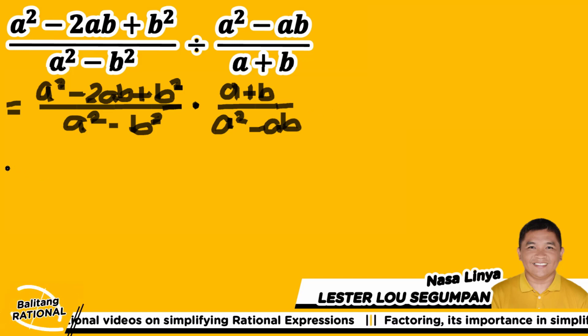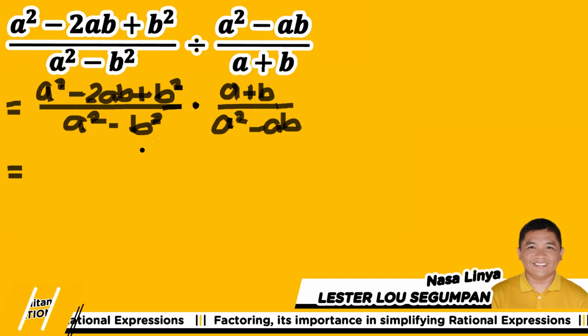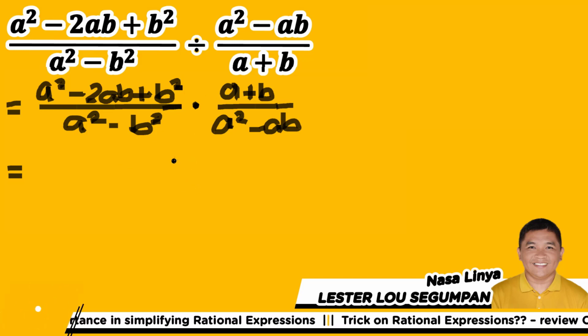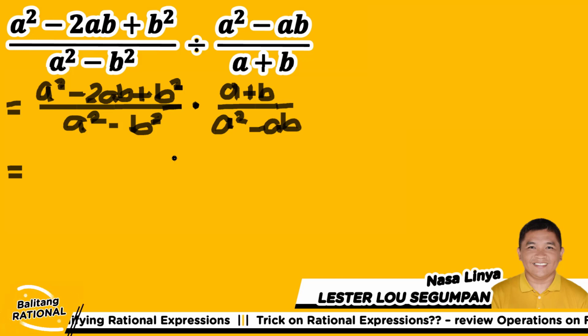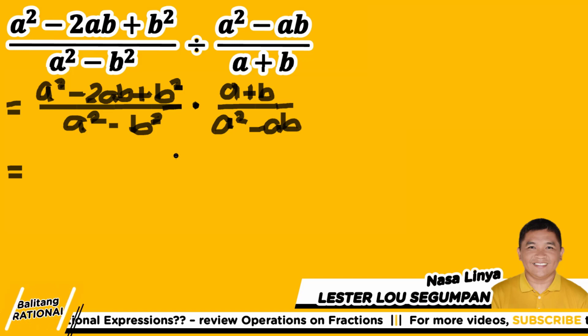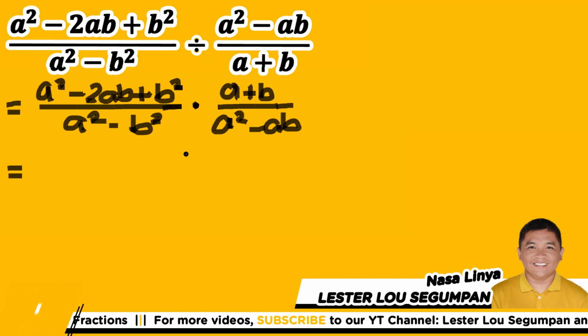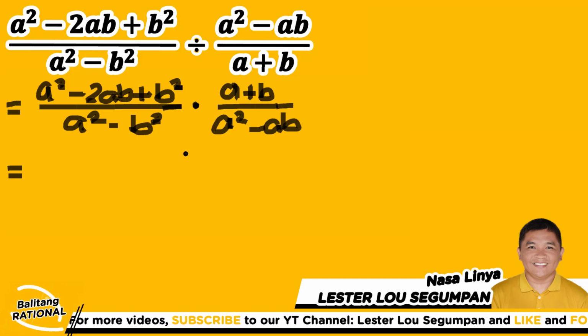When we factor, wag po natin kalimutan yung mga correct procedures. Let's talk about the first expression, the numerator of our first rational expression, a squared minus 2ab plus b squared. This is a quadratic trinomial. Or more specifically, this is actually a perfect square trinomial. Paano pa natin malalaman if this is a perfect square trinomial? We simply look at this consideration.